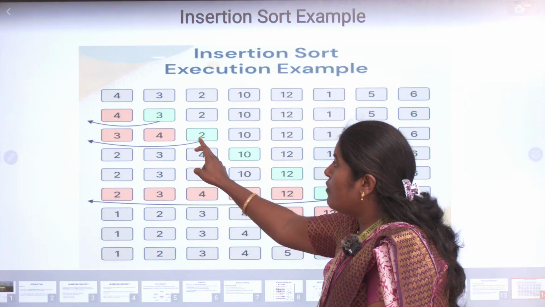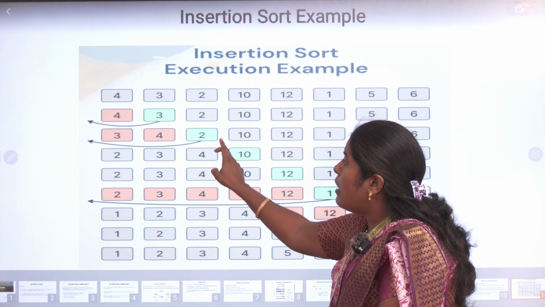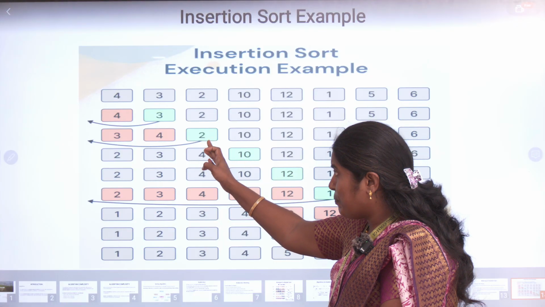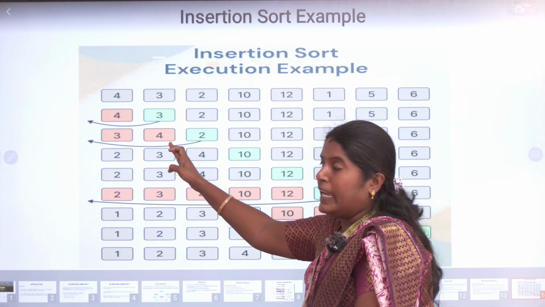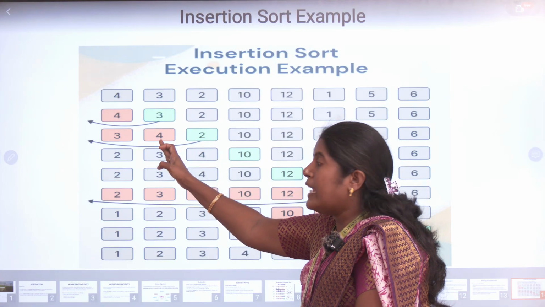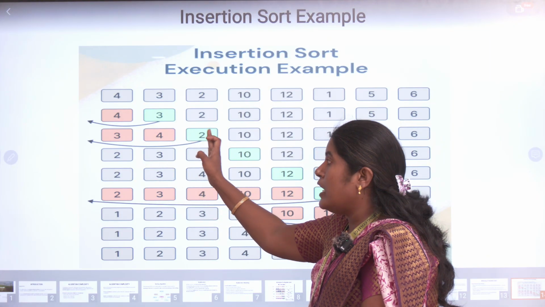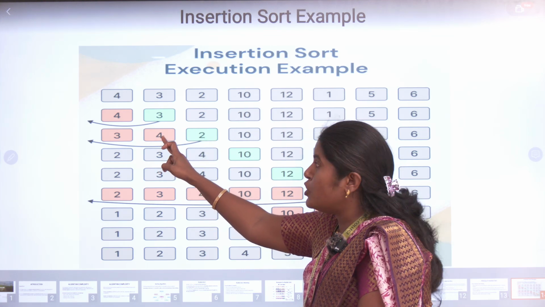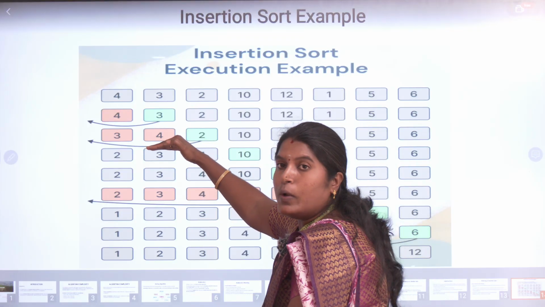In step 2 we consider the third element, which is 2. We have to compare the third element and the second element. The third element is 2 and the second element is 4. When we compare these two elements, we see that 4 is greater than 2, so this 2 will be placed at the second position and 4 will come to the third position. We get two intermediate steps.